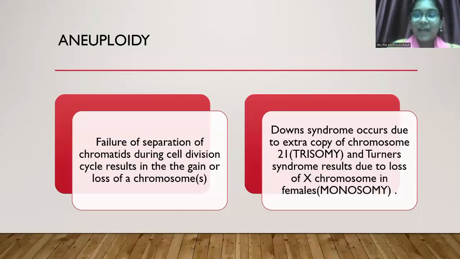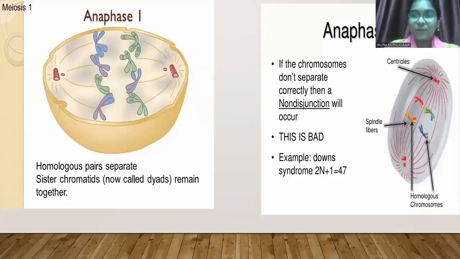As I told you, Down syndrome occurs due to an extra copy of chromosome 21, trisomy. And Turner syndrome, which occurs in females, occurs due to loss of an X chromosome in the female. That is a monosomy. So that is basically aneuploidy.